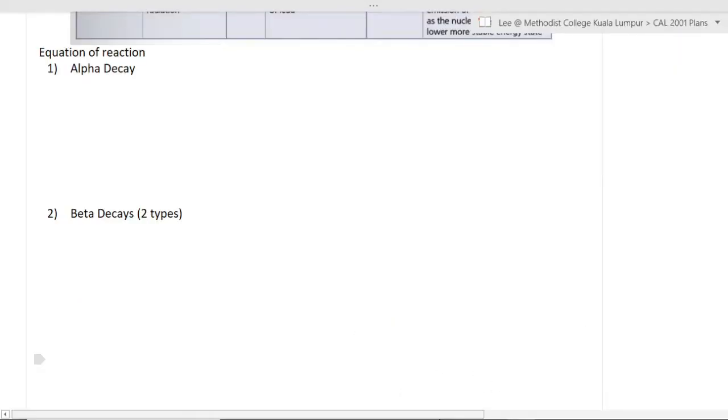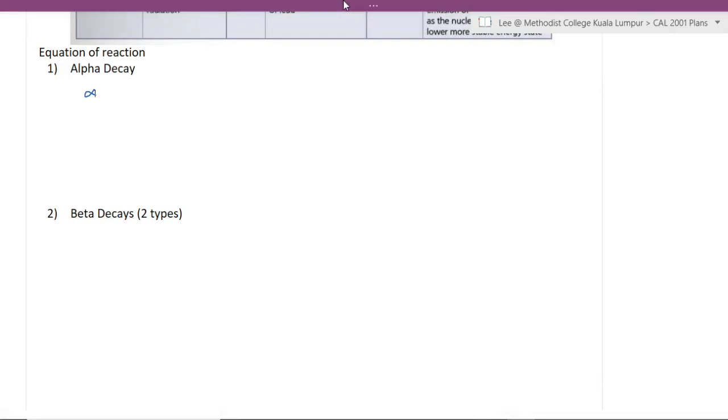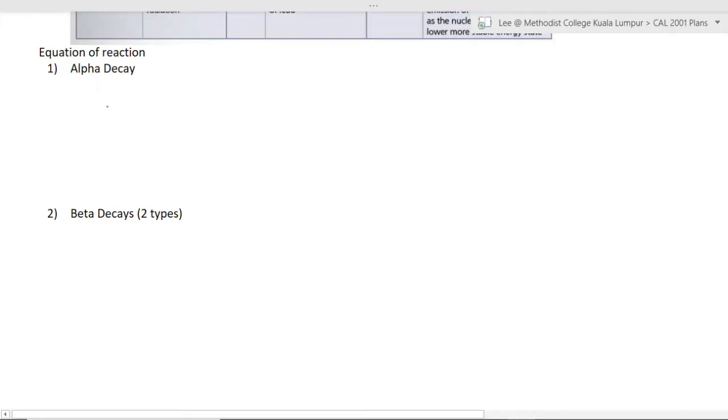Alright, here we are, and we will start writing down the equation for the different types of decay so you can differentiate them and answer questions. We're going to start off with the alpha decay. Normally you are not expected to memorize the equation, but you will be required to balance the equation. So you should be able to write a balanced equation with no problem.